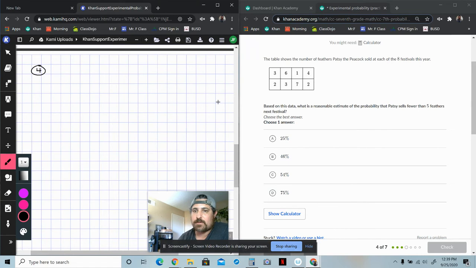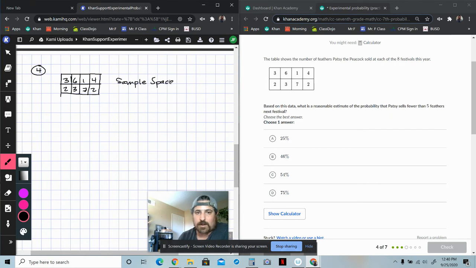The table shows the number of feathers Patsy the peacock sold at each of the 8 festivals this year. Okay, so basically you've got this table, right? And you've got 3, and then 6, and then 1, and then 4, and then 2, and then 3, and then 7 and 2. And this is the table that they've given you. These are the 8 different festivals, and what she's done on all the 8 festivals. Okay, so this is our sample space that we have to work with.